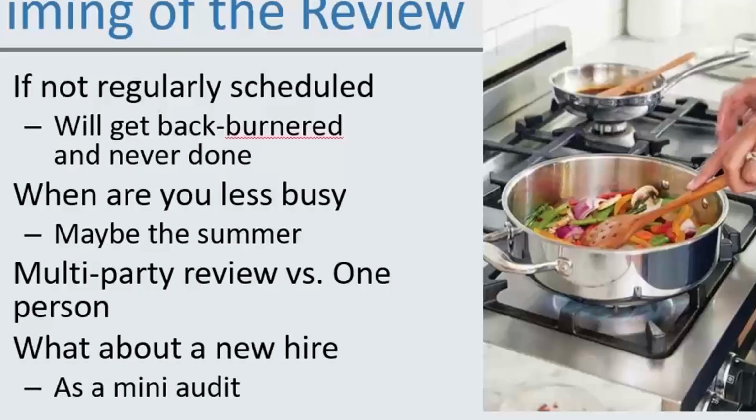Whenever you're less busy. So if you have a fiscal year end of December 31st, maybe that's the summer. If your fiscal year end is June 30th, it's probably not the summer. But you want to figure out when your group is least busy and then do it at that time. And ideally, you want to make it a multi-party review rather than one person reviewing it because, if it's group tasks, you can all do it pretty quickly.